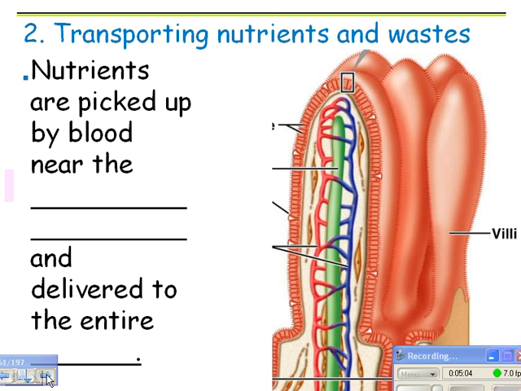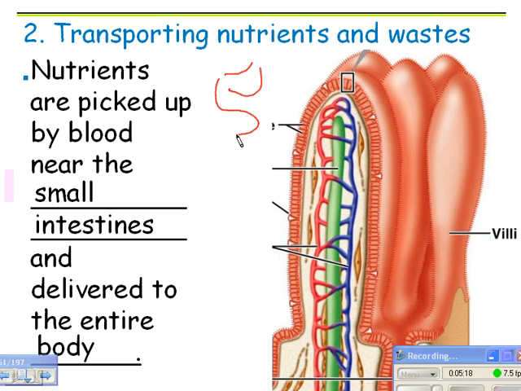Transporting nutrients and waste. Nutrients are picked up by the blood near the, so remember the answer to everything in the digestive system was small intestine, and it still is. And then it's delivered to the entire body. So this is inside the tube. So remember you've got a stomach and then this tube of small intestines. In the tube of small intestine you have these cool little things called villi, and the nutrients that are inside the tube here will go into the villi, into the blood. So the nutrients are going this way, right into the blood. Some of them into this thing called a lacteal, but it'll get to the blood eventually.